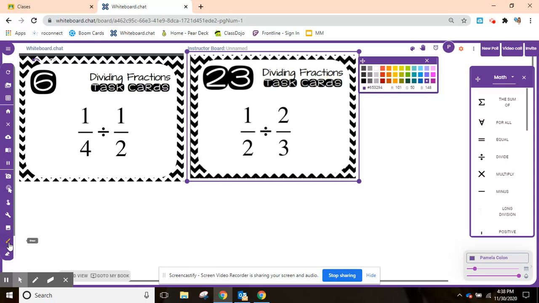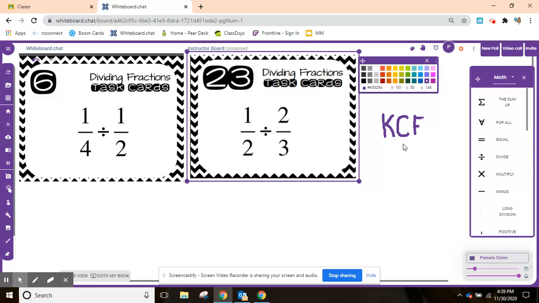So the first thing I want to do, that way I remember what I have to do, I'm going to write, okay, CF. Because if I write this on my paper when I'm doing work, I can remember, oh, these are the steps I need to take to divide fractions.